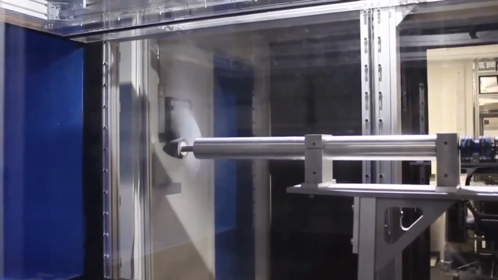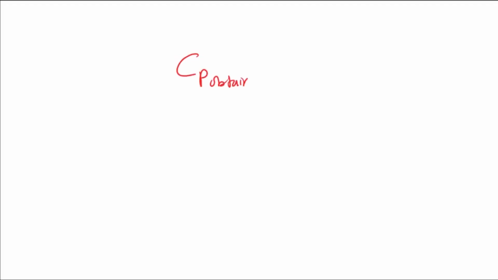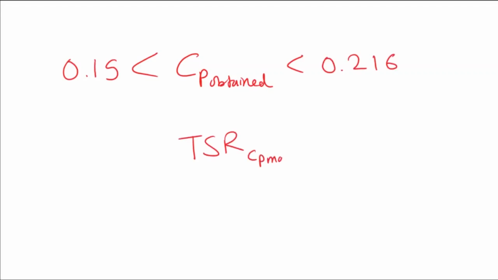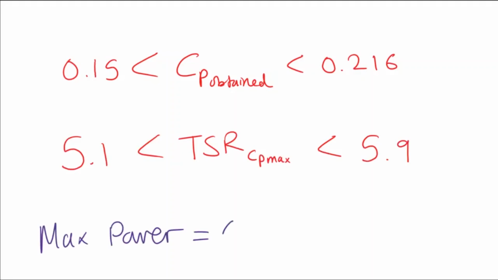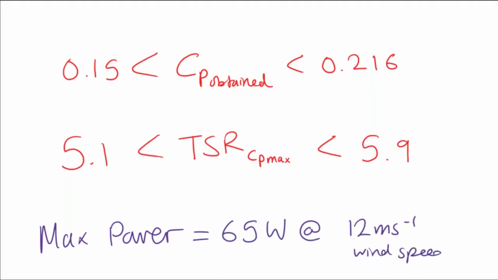However, we did observe resonance of the blade at 2 frequencies. We obtained a range of power coefficient between 0.15 and 0.216. The TSR at max power coefficient varied between 5.1 to 5.9. The highest power achieved was approximately 65 watts at 12 meters per second.